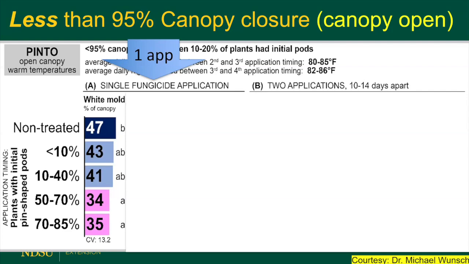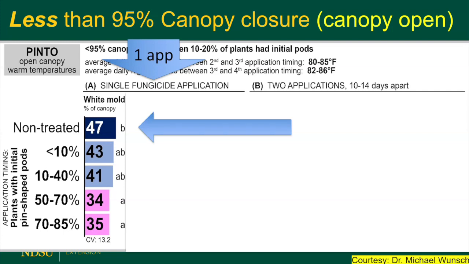So what we're looking at here, as you look at this, he's got different treatments, and the treatments are timing, okay? So first, on the right-hand side, you have a non-treated, okay? So this is an application that doesn't exist, right? This is just how much white mold you have when you don't spray. But then the next 4 things down are timing. And the way he's looking at timing is plants with initial pin-shaped pods. So this is percent. So a pin-shaped pod is that tiny little pod, really, really skinny, that starts to develop when the blossoms are dead. So you could think about this as kind of dead blossoms as well, but the pin-shaped pods are very small. So we'll go through this one at a time.